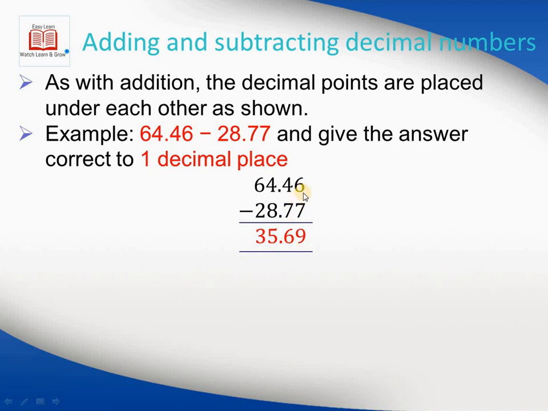The answer is 35.69. How is this? 6 minus 7 is not possible. So we borrow from the previous column, so it becomes 16. 16 minus 7 becomes 9. Here 3 is left, and 3 minus 7 is not possible. Again borrow 1 from the previous column. 13 minus 7 is 6, and then 6.